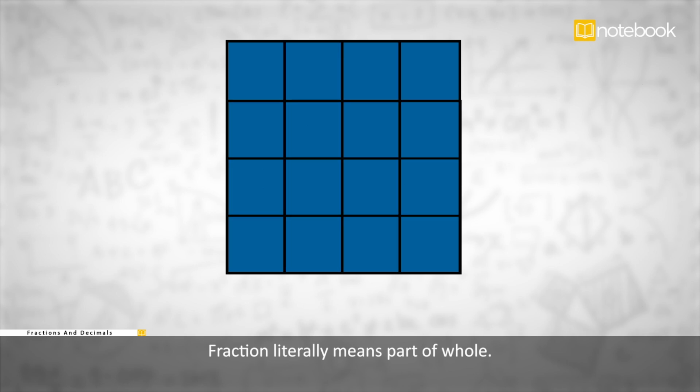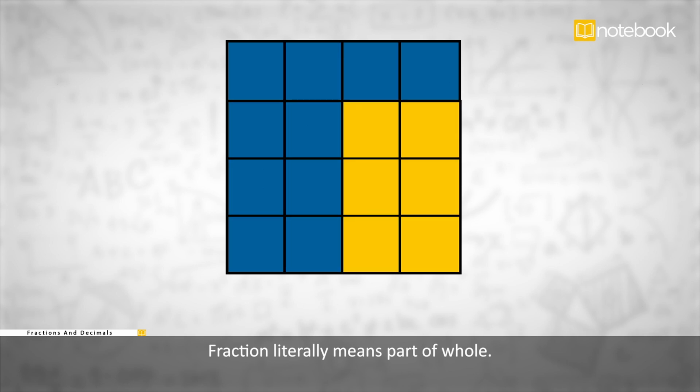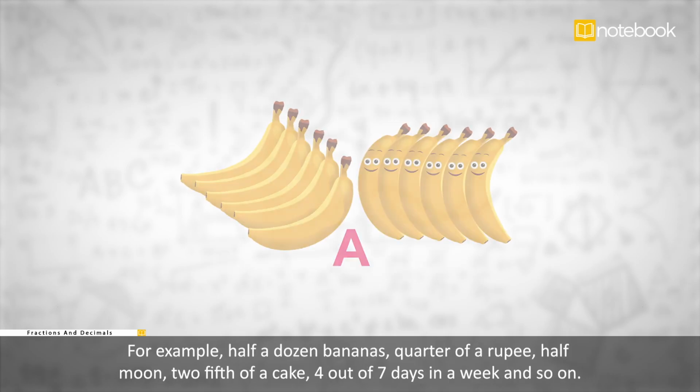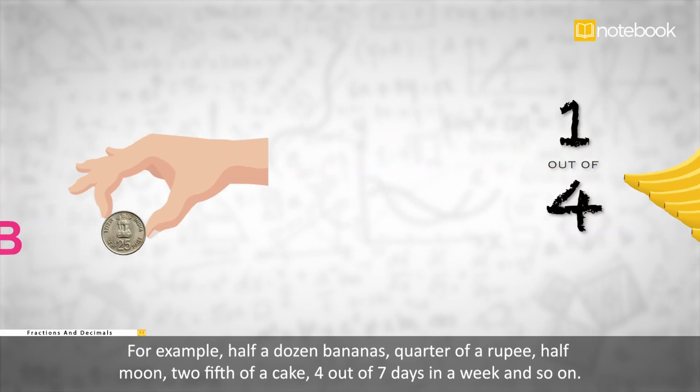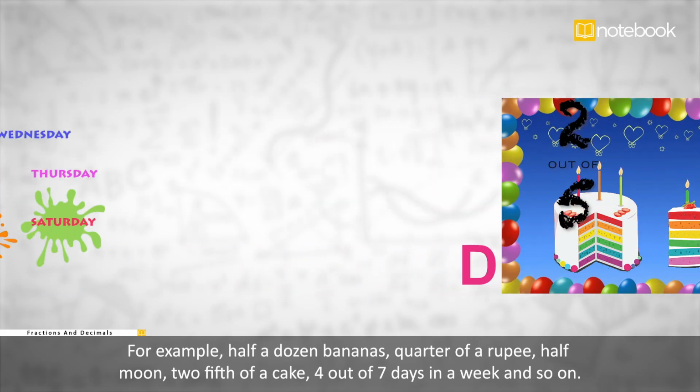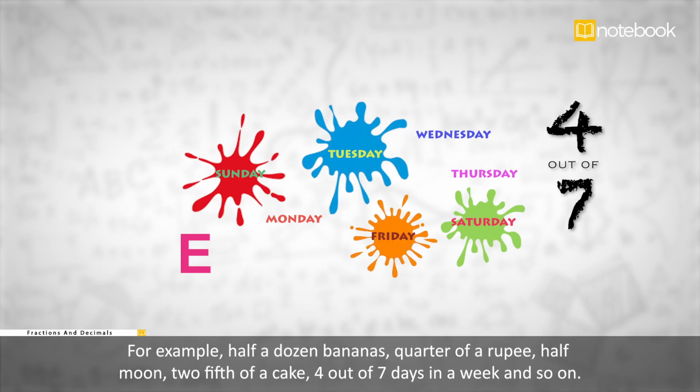Fraction literally means part of whole. In mathematics, fraction denotes a number or a numerical quantity which is not a whole number. For example, half a dozen bananas, quarter of a rupee, half moon, 2/5 of a cake, 4 out of 7 days in a week, and so on.